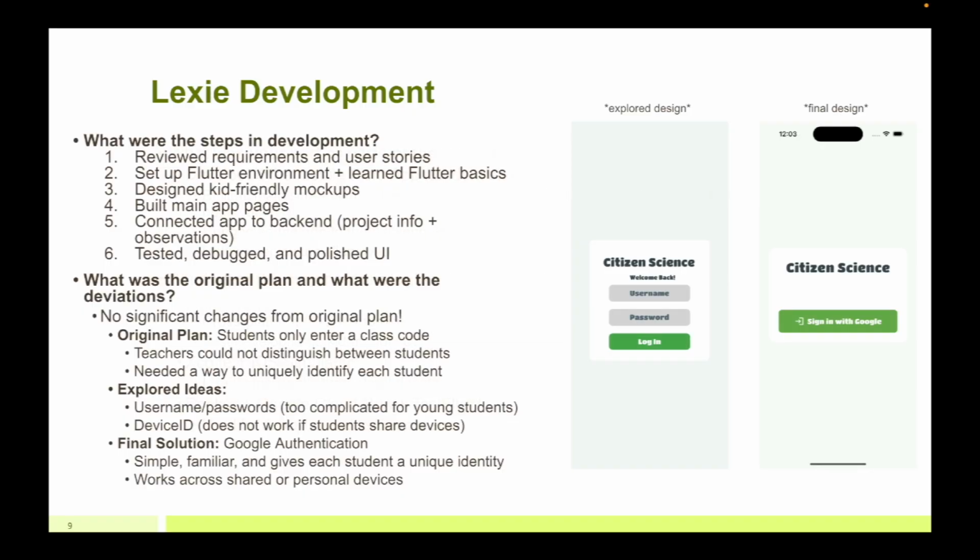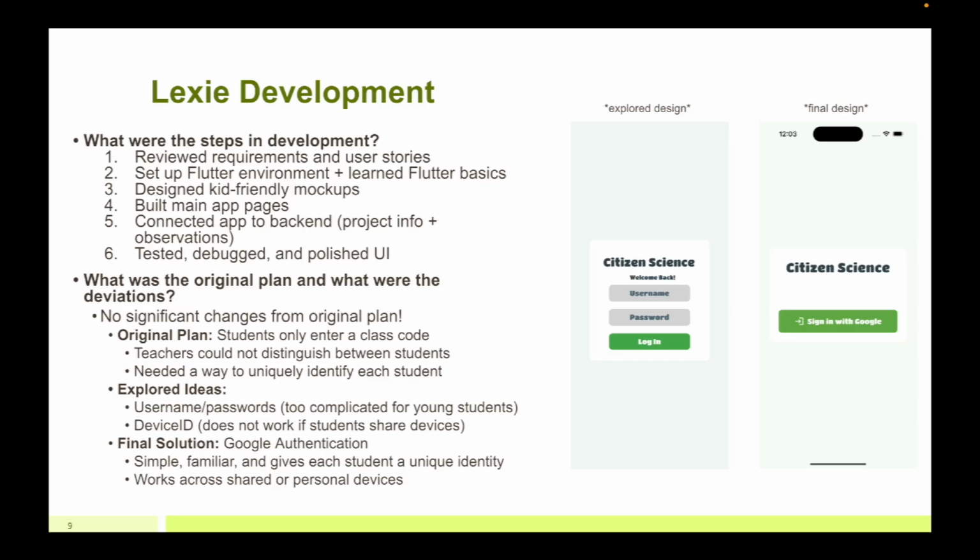In terms of development, I started by reviewing our requirements and user stories from our requirements document, and then I set up the Flutter environment, and I designed kid-friendly mockups with Figma, and once all of those were agreed on, I built the main app pages and connected them to the back end. Once it was all said and done, I finally tested, debugged, and polished the UI.